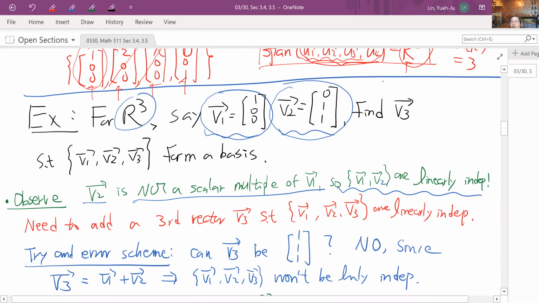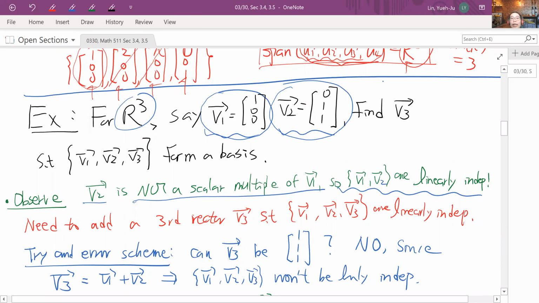That's essentially my strategy here. But unfortunately, if I give you something more complicated, V1 and V2, then there's really no systematic way. You really have to just test it. That's why I say it's more like a try and error scheme. There's no systematic way, right? Because as I said, you can have so many choices. So you can pick one that's different than mine, right?